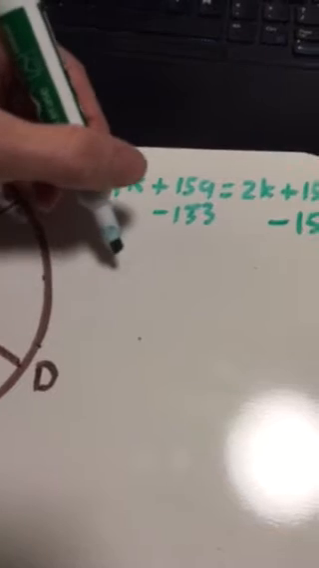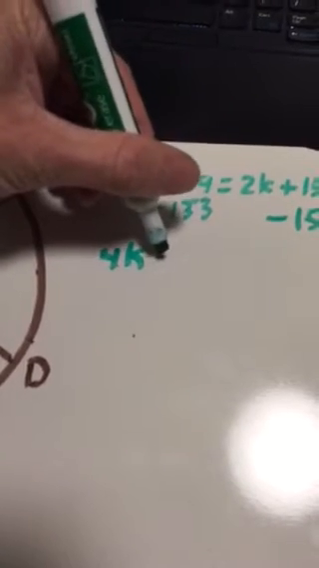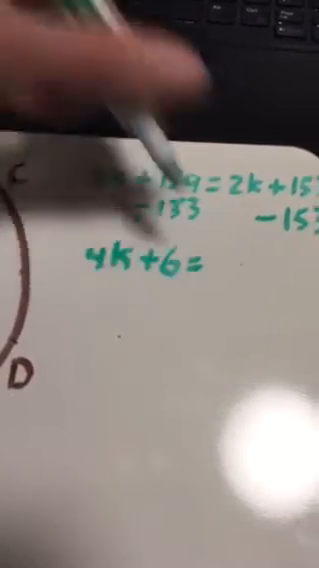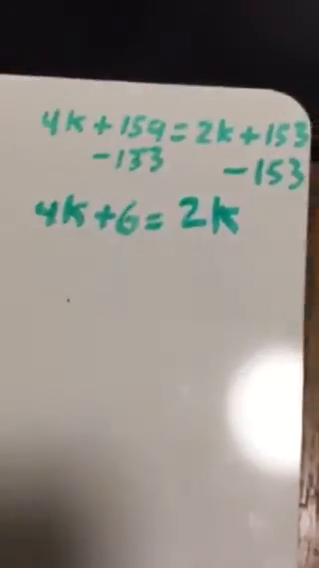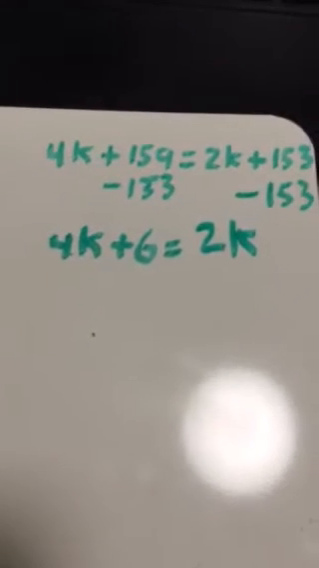So I'm going to have 4K plus 6 equals 2K. 153 minus 153 is 0, which leaves us with 2K on this side. Now I'm going to combine like terms. I'm going to combine my K's.